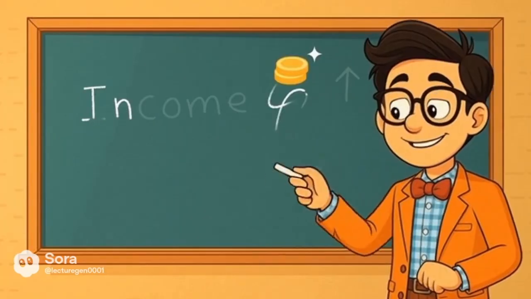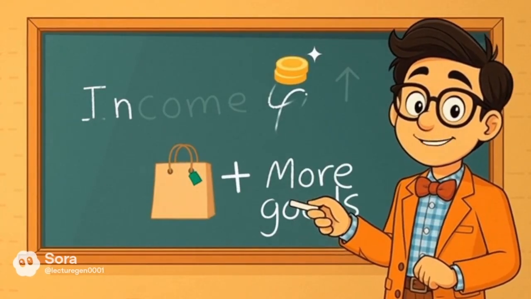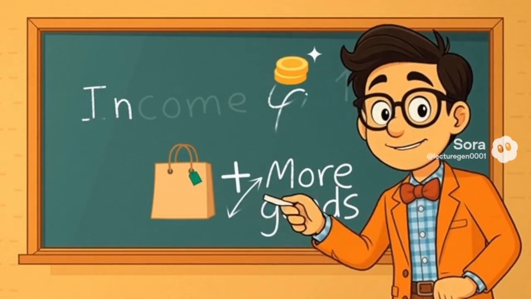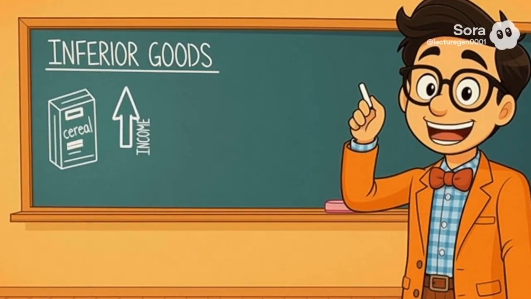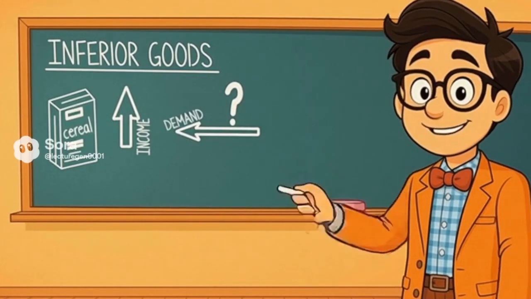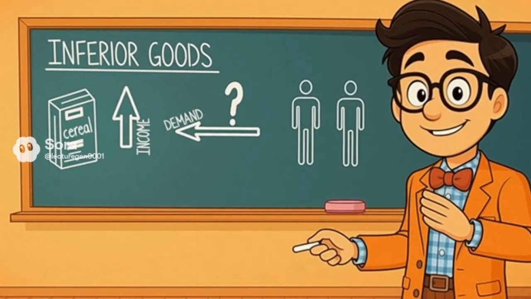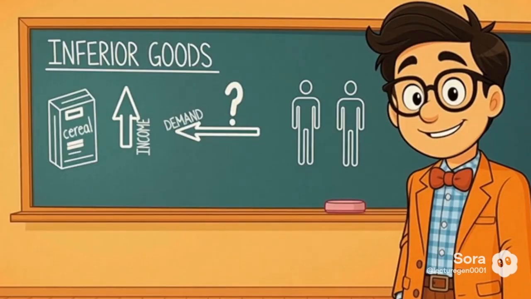If people's incomes rise, they can afford to buy more goods, so demand for normal goods increases, shifting the curve to the right. For inferior goods, like store-brand cereal, higher income might reduce demand, shifting the curve to the left. It all depends on how consumers react.